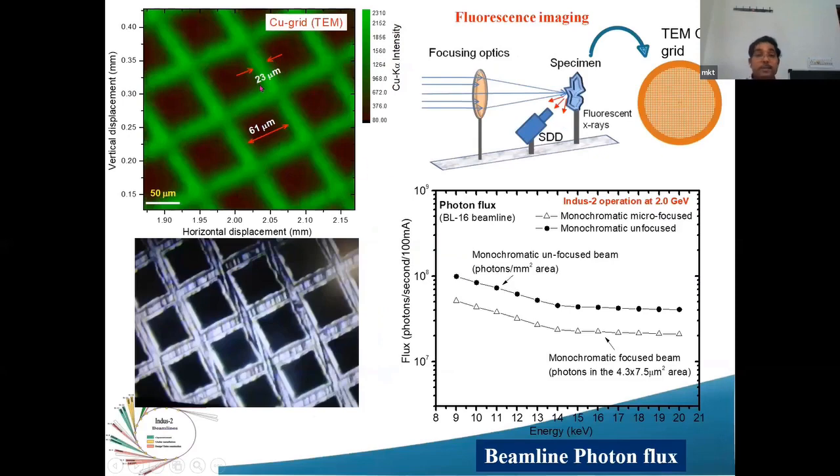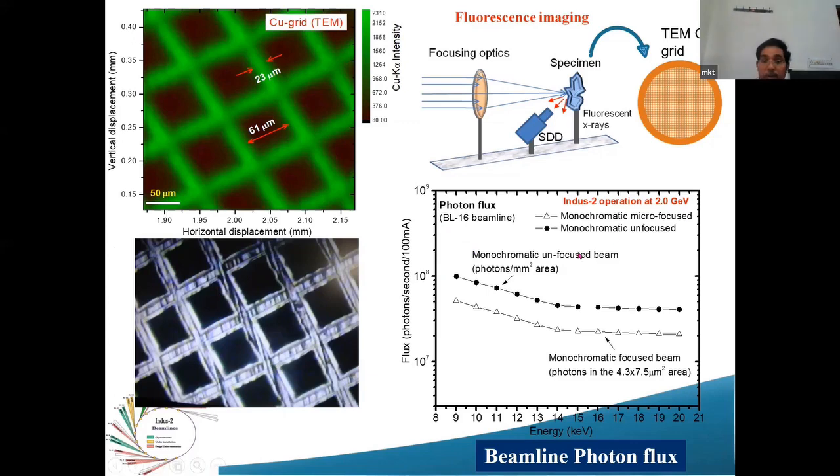And then we also tested this. You see, this is a copper TEM grid structure, copper grid structure, which normally we use in transmission microscope. So we generated the fluorescence image just for test and calibration, to see what kind of resolution we are getting from it. So this is the fluorescence map of the copper K alpha, and this is the SEM image, optical image of the copper grid. So you see, this is the typical 1:1 here, and we also calibrated what is the photon flux number that we obtained.